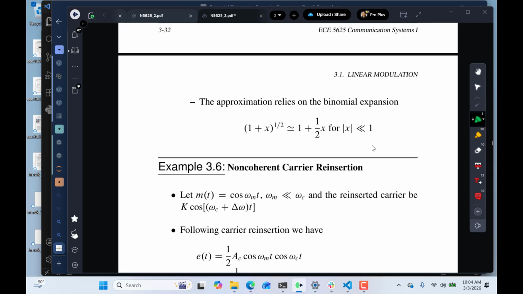So this is, I forgot I put this in here. This is the binomial expansion theorem. Two terms of the expansion. It says 1 plus x, square root of that is 1 plus 1/2 x for x, magnitude of x much less than 1. So that's the scenario we're working in here.